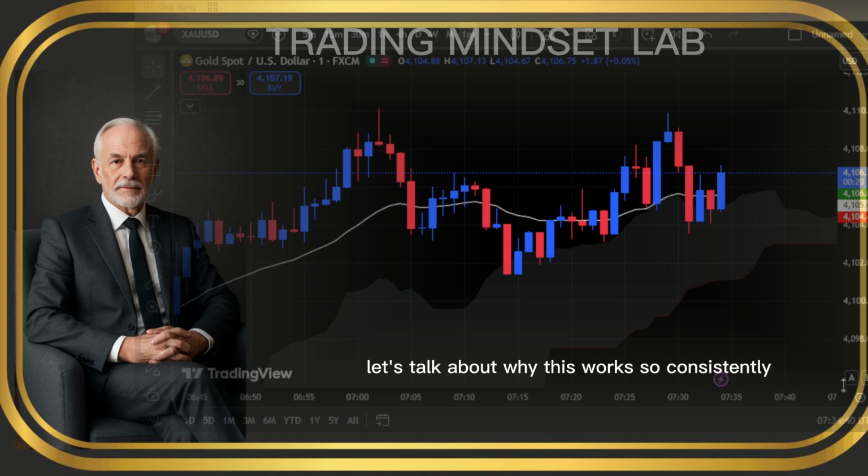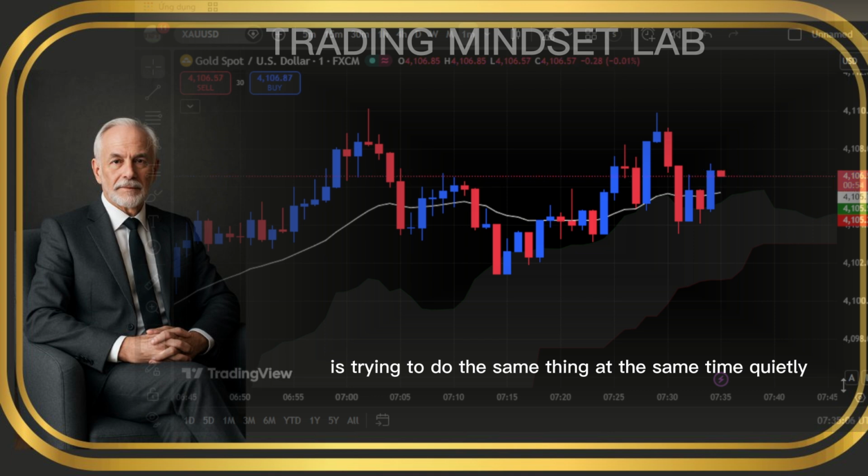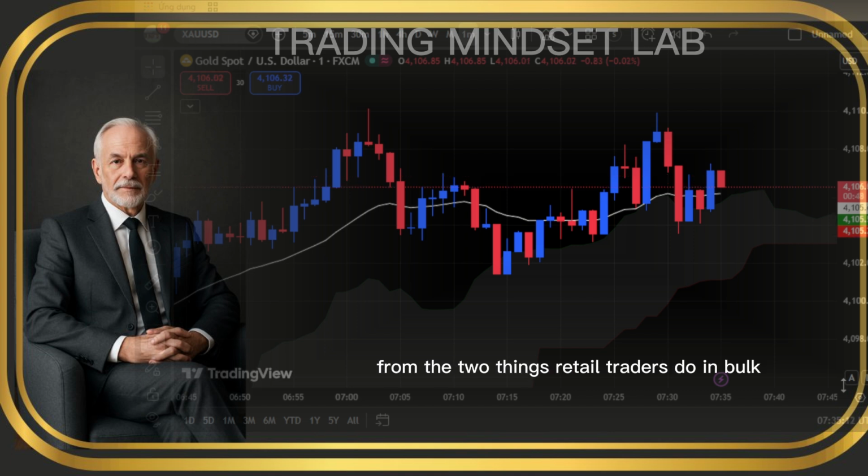Let's talk about why this works so consistently, because the mechanism matters more than memorizing the vocabulary. Markets move on liquidity, not on opinions. For a large buyer to get filled, there has to be a large seller on the other side. And for a large seller to get filled, there has to be a large buyer. Institutions don't get that liquidity from other institutions most of the time because everyone with size is trying to do the same thing at the same time, quietly. They get it from retail order flow, specifically from the 2 things retail traders do in bulk and in predictable locations: stop losses and breakout entries.